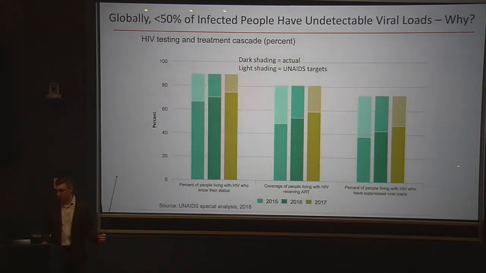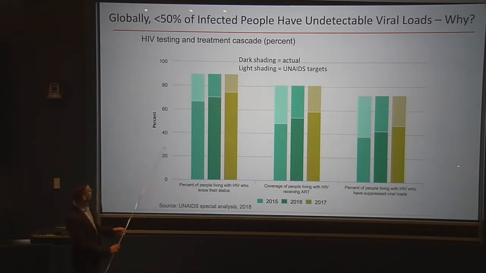So what is going on? Why is this still happening? It's complex, of course, but we like to frame this in terms of what we call the treatment cascade. There's a number of things that have to happen for someone to be suppressed on these medications, and at each stage of this, we lose some people, and that's a kind of cumulative effect.